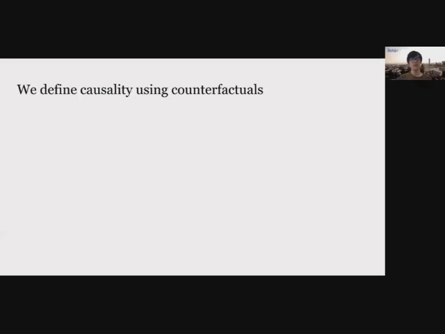So how do we define causality in the context of data science? Let's start with an example. Suppose that you have a fever and you want to decide whether or not to take aspirin. You might be interested in the question, what is the causal effect of taking aspirin on my temperature?